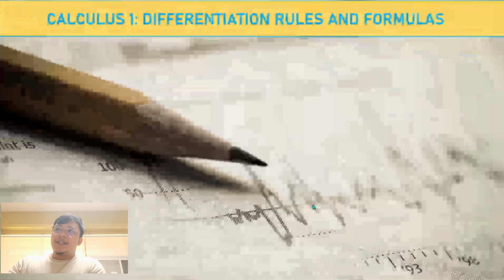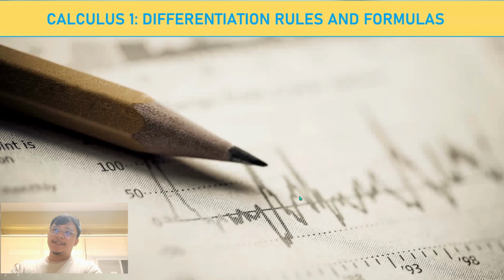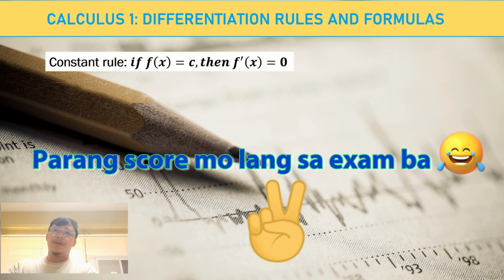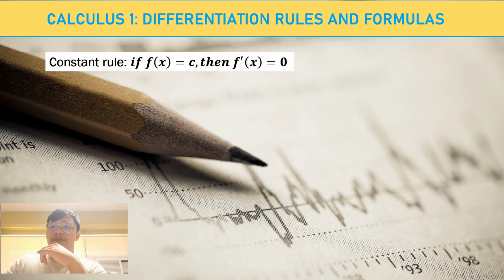Alright, so let's proceed. Now let's have some differentiation rules and formulas. We actually have four very important, or four major, rules and formulas in differentiation. The first one is the constant rule in differentiation. It states that if the function f of x is equal to c, then the first derivative of the function f of x is equal to 0. So ibig sabihin lang nito guys na always, the derivative of any constant number is equal to 0.